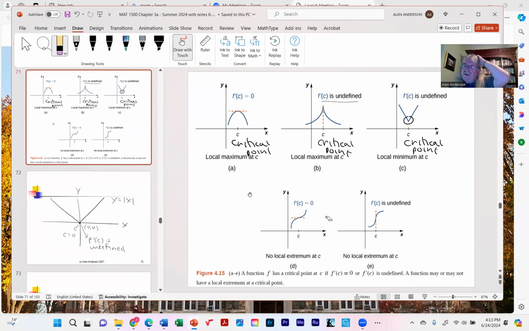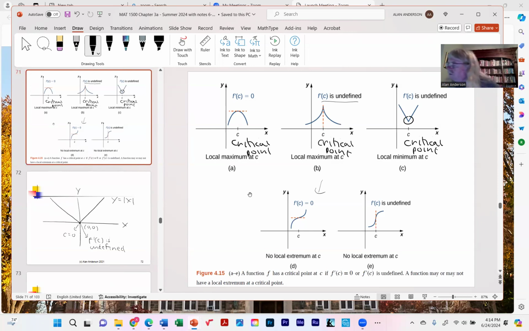Now here, interestingly enough, in this graph, we do have a slope of zero, and yet this is not a critical point because it is clearly not a maximum or a minimum.